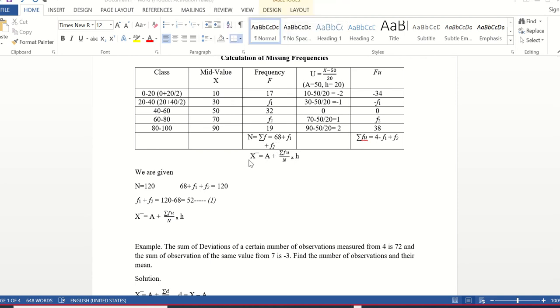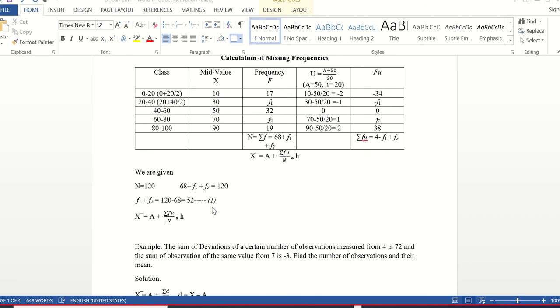Now I have also mentioned here the formula for arithmetic mean as per step deviation method: a plus summation of fu divided by n into h. Now I will find the value of f1 plus f2. So 68 plus f1 plus f2 equals 120. We will take 68 to the right hand side, so 120 minus 68 is 52. So this is your equation 1: f1 plus f2 equals 52.